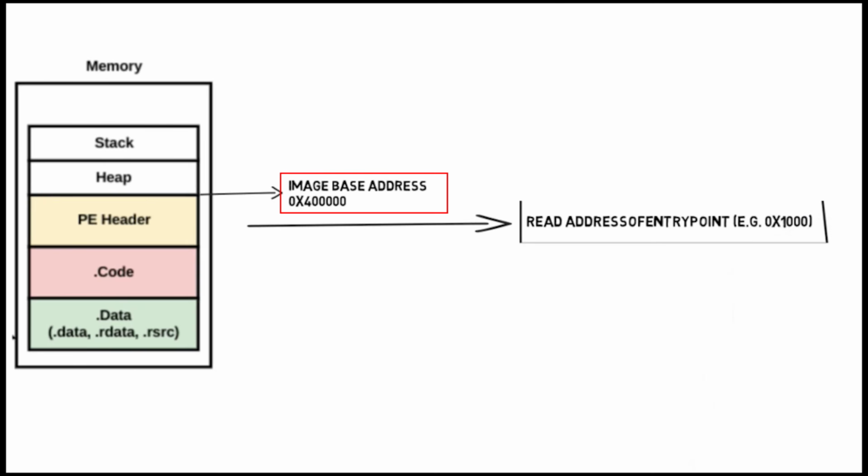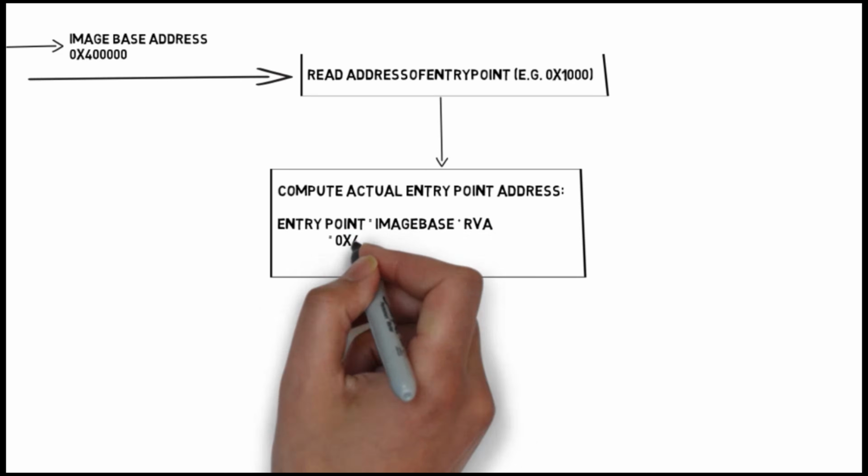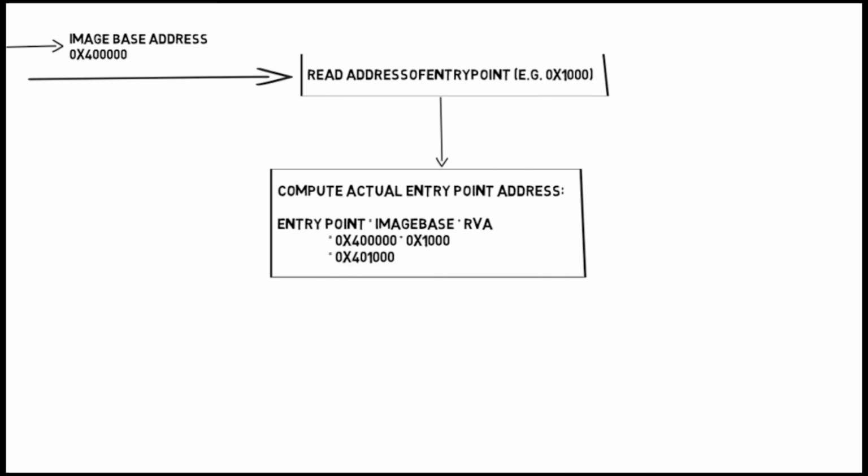If the image base is hex 400,000 and the address of entry point is hex 1000, the first instruction runs at hex 400,000 plus hex 1000, which is hex 401,000.